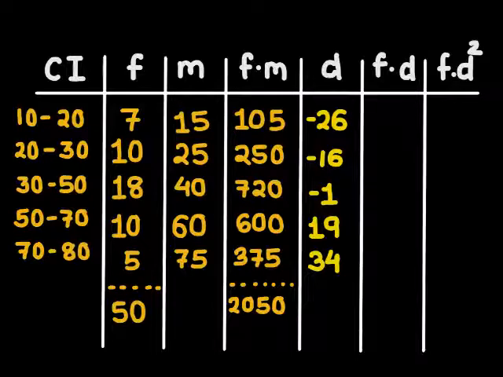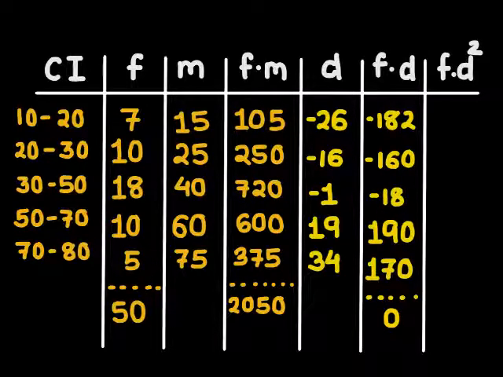In the fourth row the mid value of the class interval is 60 and the mean value is 41, so the deviation is 60 minus 41 equal to 19. In the fifth row we have the mid value as 75 and the mean value as 41, so the deviation comes to be 34.